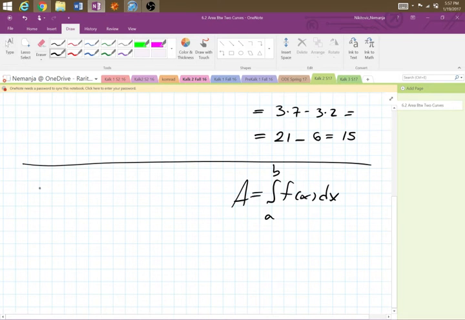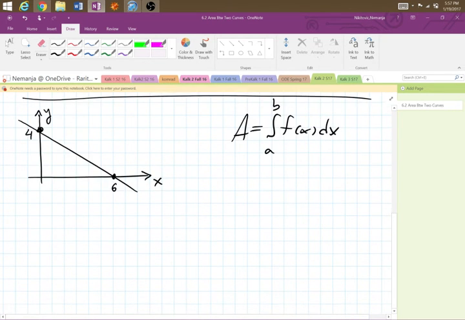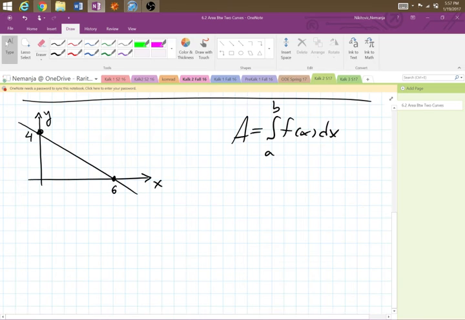So here is some triangle over here. Happy that it exists. That's a 6. That's a 4, okay? Good. X and Y. Now, what is the area of this triangle?